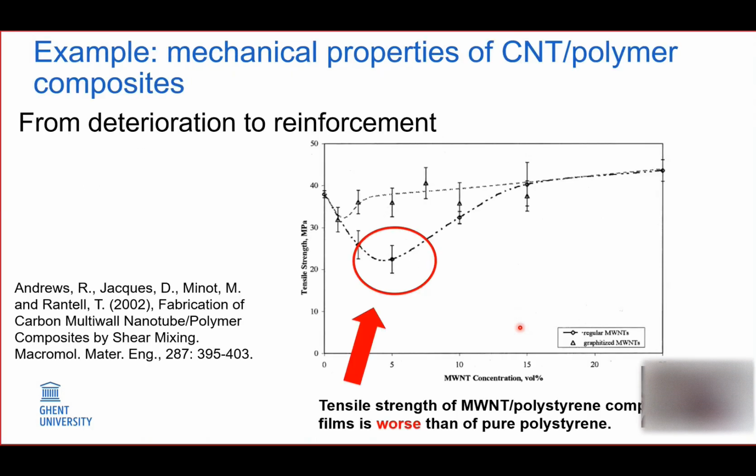So, some examples when carbon nanotubes can enhance or deteriorate the properties of the material. Here you see an example from literature where the researchers prepared a composite of polystyrene and multi-wall nanotubes. And you can see that the tensile stress for the composite is actually worse than for the pure polystyrene, meaning that there is not enough interaction between the carbon nanomaterial and the polymer material, and it actually causes disruption of the structure.